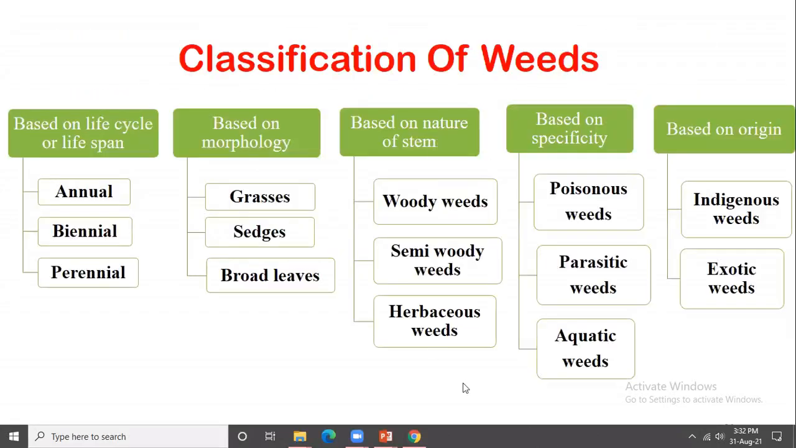We will now see the classification of weeds. Already we have seen lots of classifications, like fertilizer classification, climatic, non-climatic, dicot, monocot. Here we will see the classification of weeds. First, based on the life cycle or lifespan, meaning how many years, days, or months the plant lives. It is divided into three types: annual, biennial, and perennial. Annual means mostly 1 year, biennial 2 or 3 years, and perennial more than 2 years.